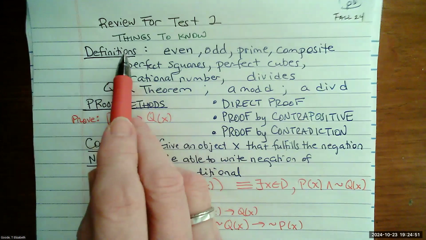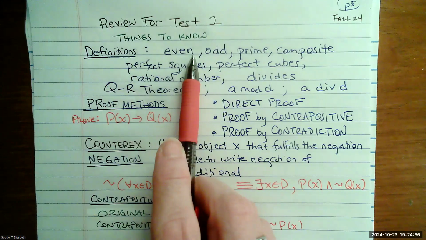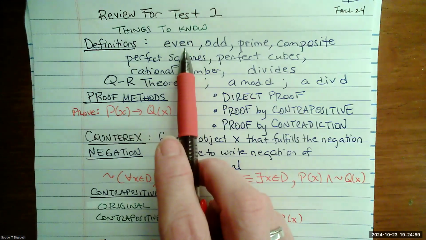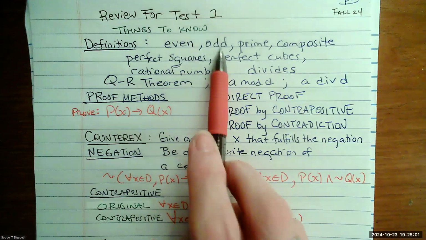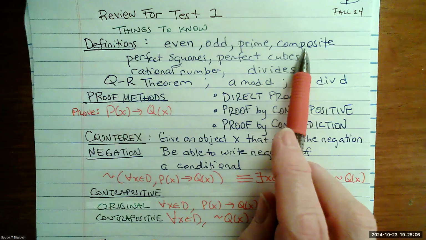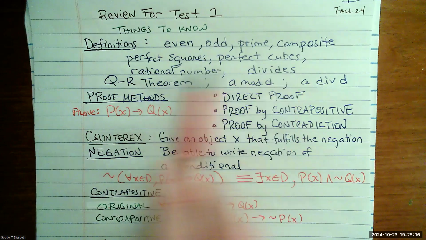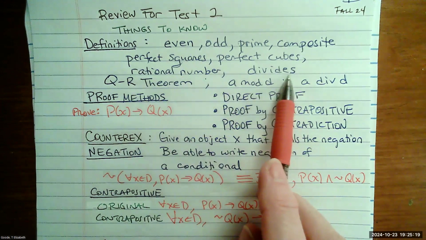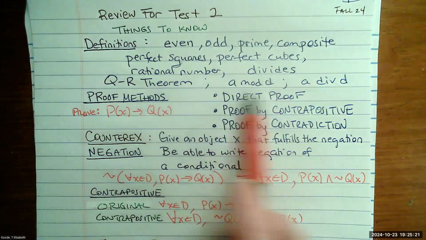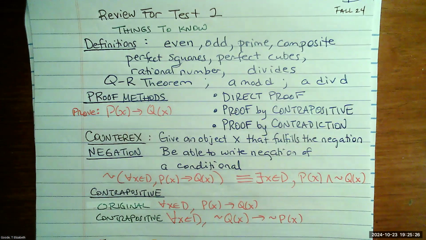For sure, the definitions. Now remember, the very first definition we ever had was the definition of even, right? Back in the days when things were simple. Even and odd. And then we played prime and composite games. This composite definition is probably the most difficult, most challenging definition of all, right? It's got more parts than any of the other ones. Perfect squares we looked at, perfect cubes, rational number, divides, QR theorem, a mod d, a div d, of course, standard factored form.